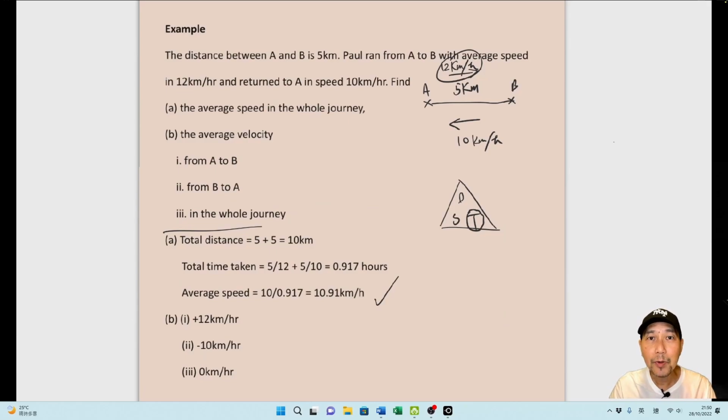In these two examples, we have learned the difference between speed and velocity. Sometimes velocity is quite difficult to comprehend. For example, in B3, the average velocity in the whole journey is 0, but we have gone somewhere and back home. But displacement measures the distance between the starting point and the end point. So the answer is 0. Okay. Anyway, we move on to the next topic.